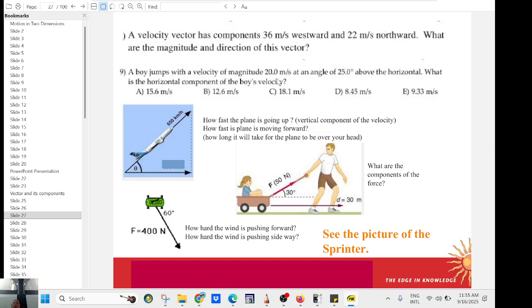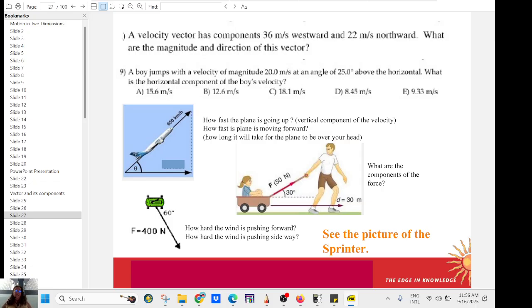So just on top of your head, you are jumping, or the boy is jumping 25 degrees above the horizontal. So how do we find the horizontal component? 20 cosine 25. Very good. Okay. You make it jump this way, so it's easier.